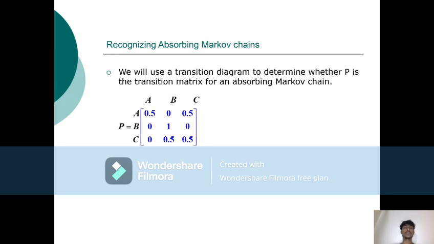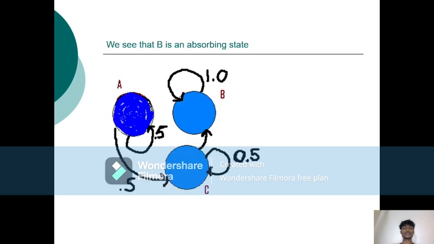Recognizing absorbing Markov chains. We will use the transition diagrams to determine whether P is the transition matrix for an absorbing Markov chain. We see that B is an absorbing state.